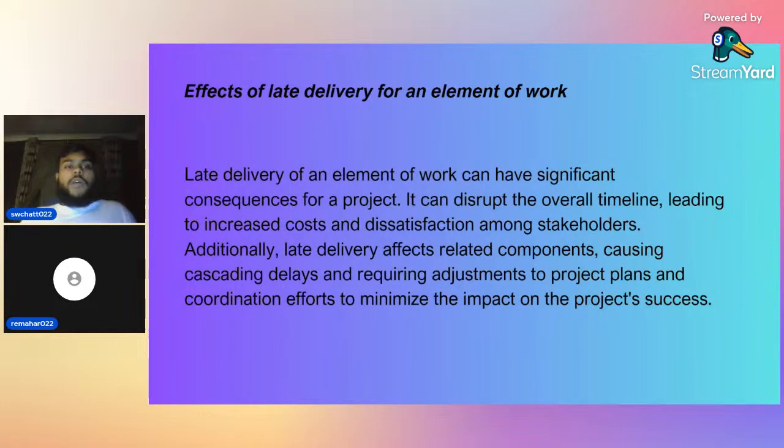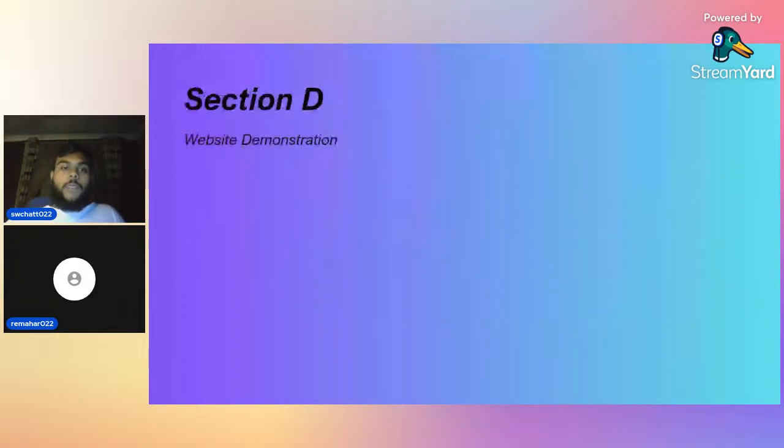The effects of late delivery for an element of work. Late delivery of an element of work can have significant consequences for a project. It can disrupt the overall timeline, leading to increased cost and dissatisfaction among stakeholders. Additionally, late delivery affects related components, causing cascading delays and requiring adjustments to project plans and coordination efforts to minimize the impact on project success.